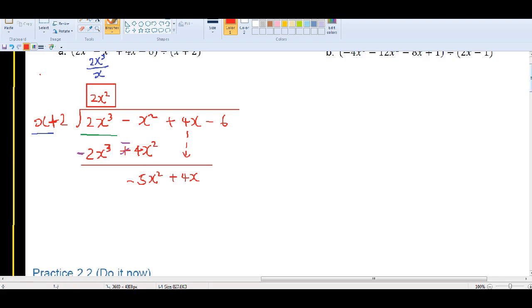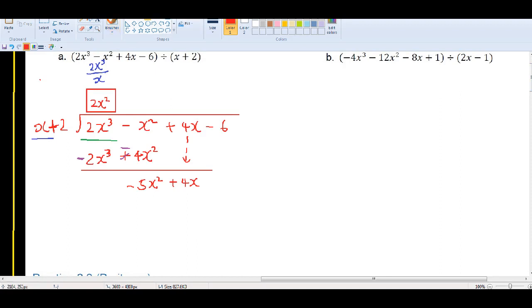So the next term you need to create is from the new leading term and the leading term of the divisor, which would be minus 5x squared divided by x. So it becomes minus 5x. Remember that x squared divided by x is x. So minus 5x. Use minus 5x times x, you got minus 5x squared. You got 10x.